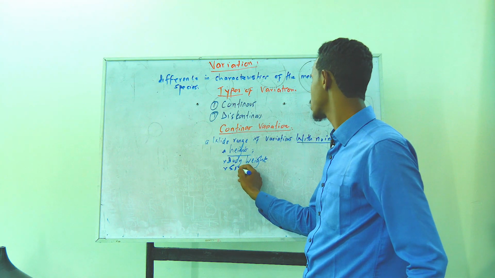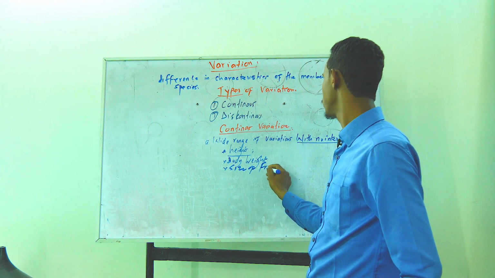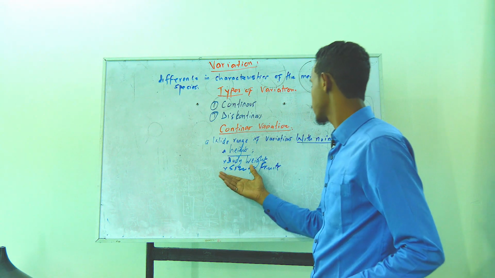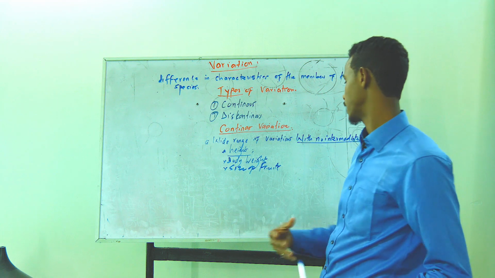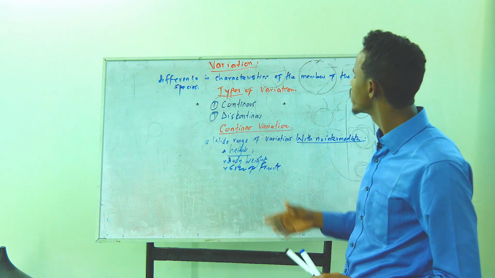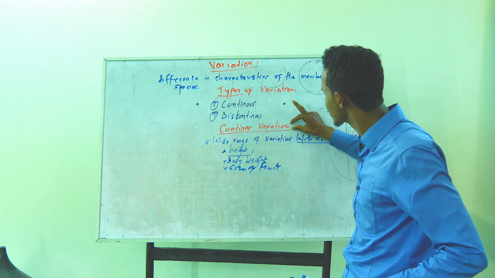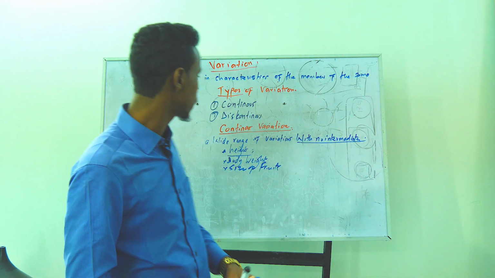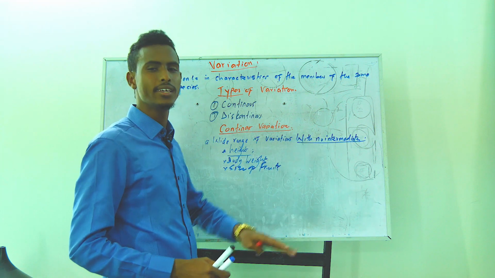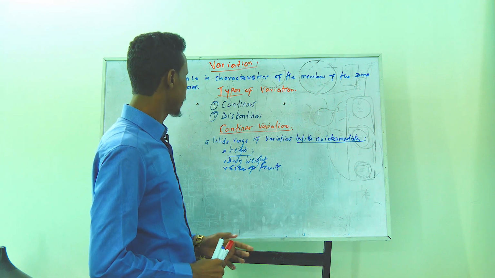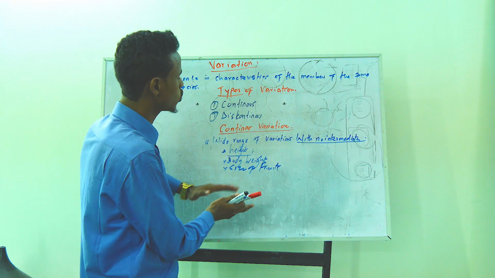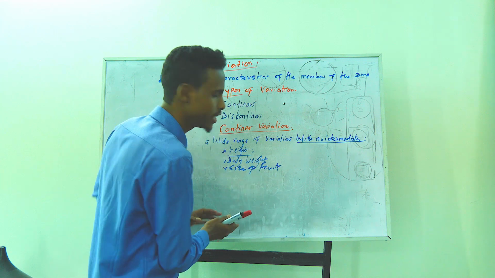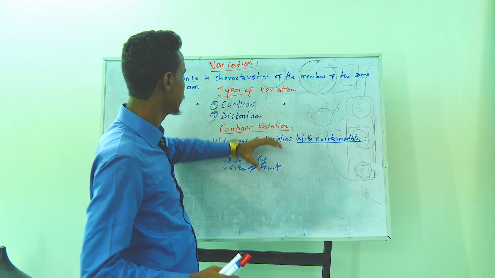Another one is the size of fruits, the size of leaves, and so on. Now, what causes continuous variation? Continuous variation, class, is basically caused by many genes. And again, the phenotypic expression of these genes, or the external expression, is affected by the environment.